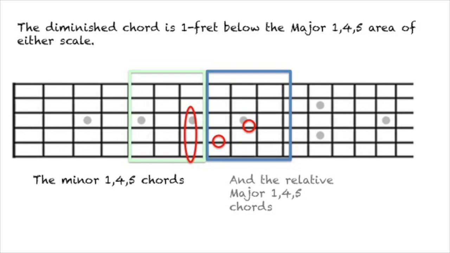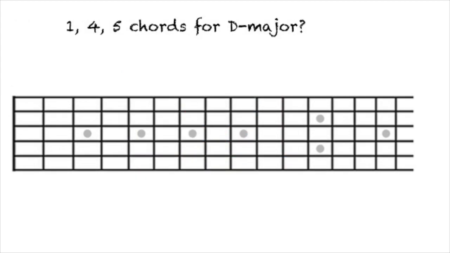This is a good time to introduce a trick that new players might miss. Let's say that we want the 1-4-5 chords for D major. That D note is getting pretty high up the low E string. So instead, we'll start on the A string. Okay, that's an A-shaped chord.